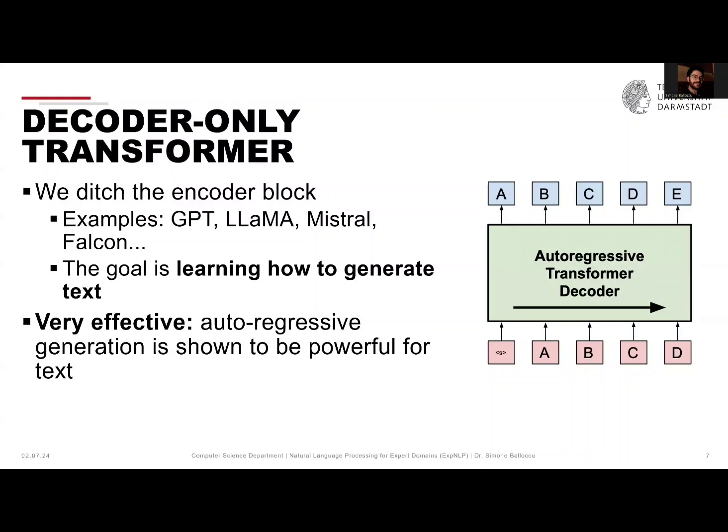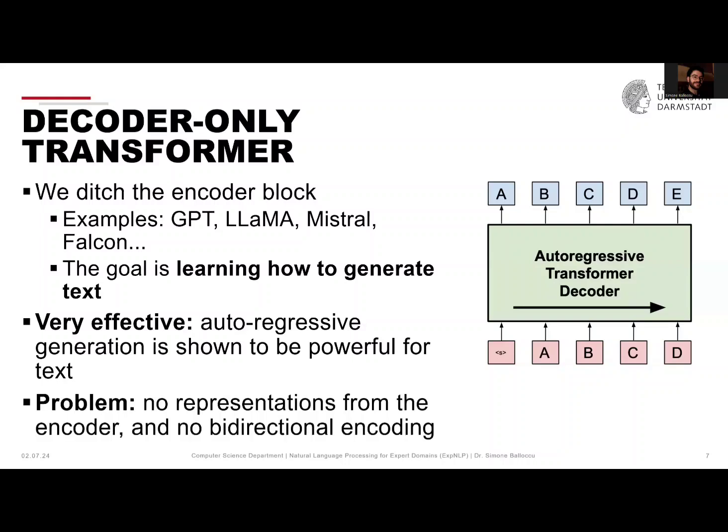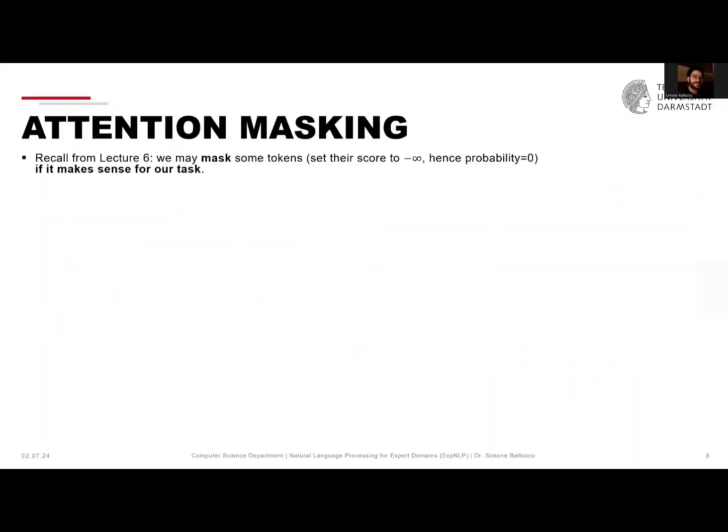Also from the human point of view, having to conditionally generate a new word based on what you said before can be seen as a proxy of how we as humans generate text. Of course, don't quote me on this. I'm not claiming this is exactly how it works, but I'm just saying it's intuitive. The problem is that we don't have any representation from the encoder, and we cannot use bidirectional encoding. So before moving into more detail on how this works, we're going to focus on attention masking a bit.